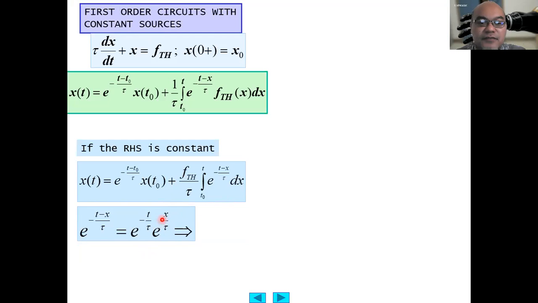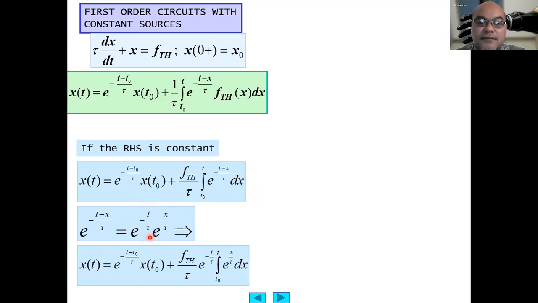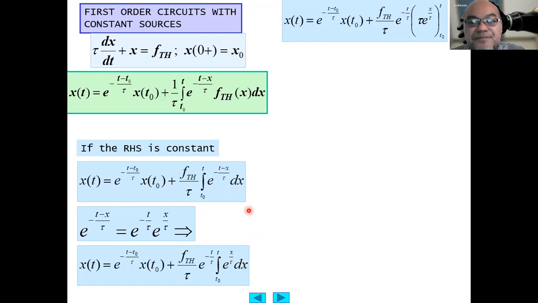Since the variable is in x, this is a constant, so this can also be taken out from the integration. Then the equation becomes x(t) equals exponent minus (t minus t0) over tau times x(t0), plus f over tau times exponent minus t over tau, times the integral from t0 until t of exponent x over tau dx. So only this needs the integration now.